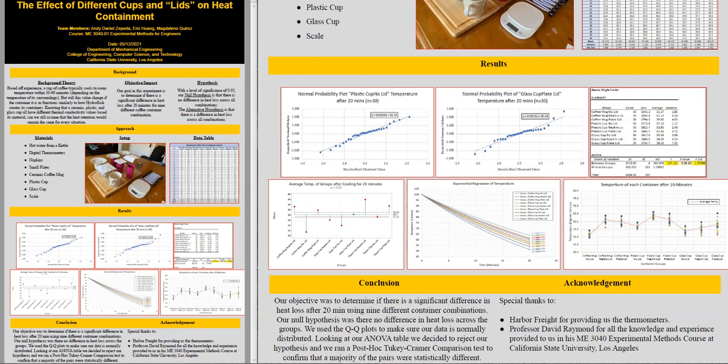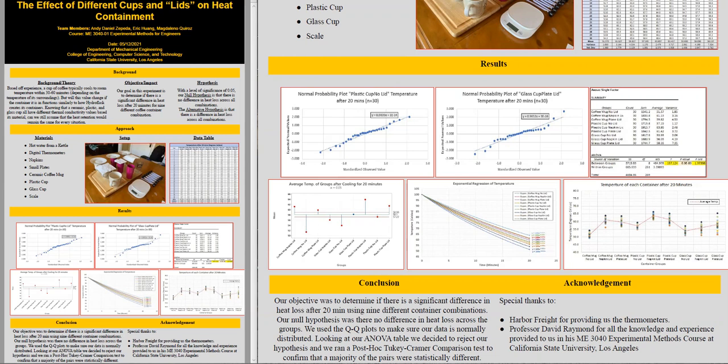To further prove this, we used Minitab to create an ANOM graph, which clearly shows where the average temperatures lie within one another. Aside from the glass cup with the plate lid, all the groups fell outside of the division lines. Now, because the null hypothesis was rejected, we then ran a Tukey-Kramer post-hoc comparison test. With this, we discovered that all the groups or pairs were statistically different aside from 4. Now I'll pass it over to my group mate to finish the results.